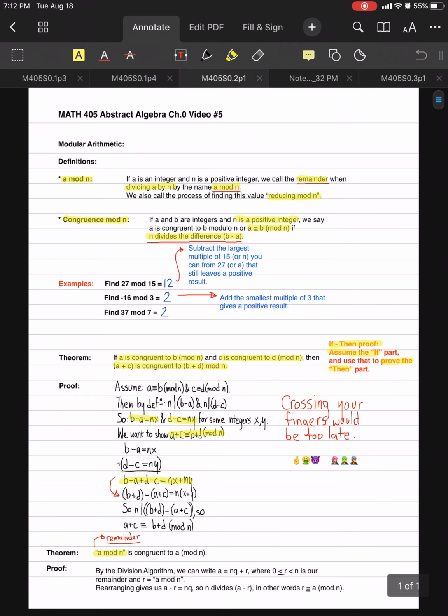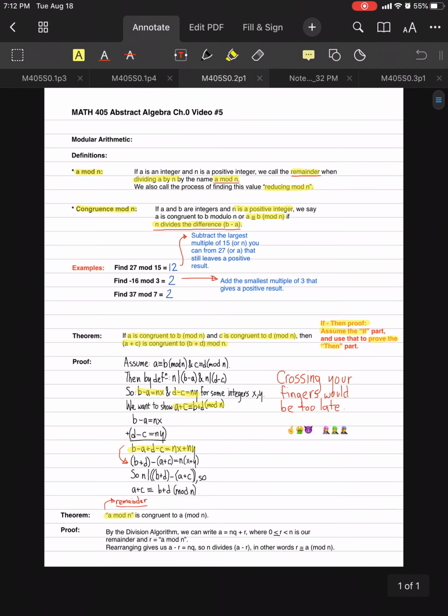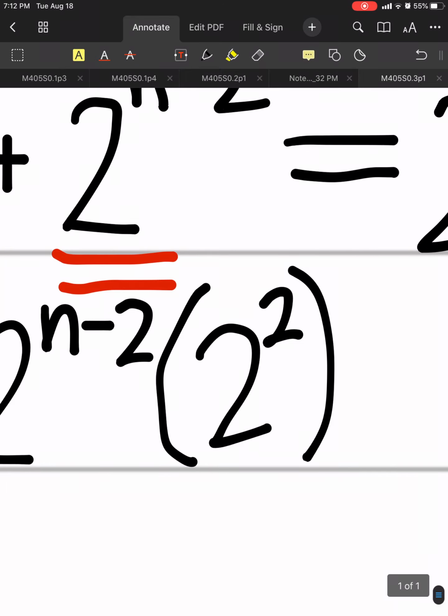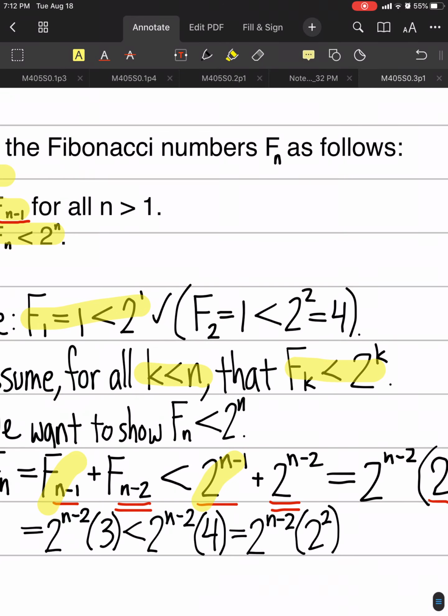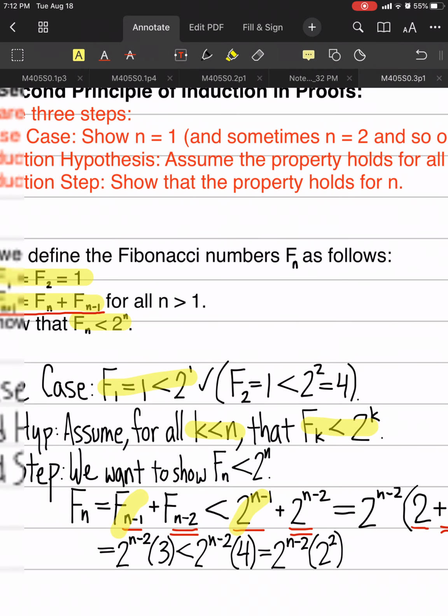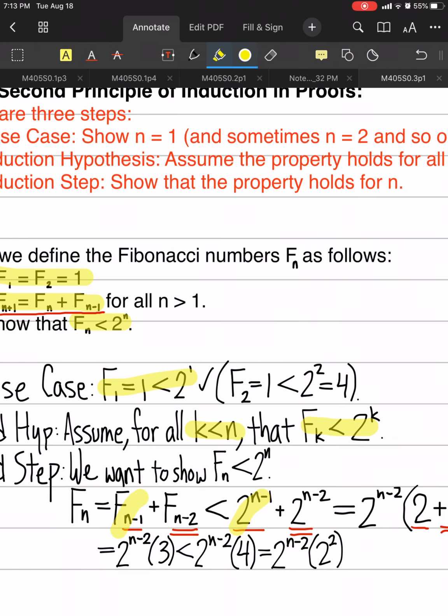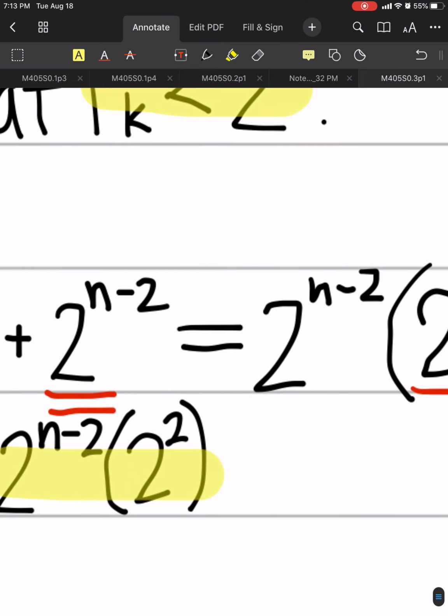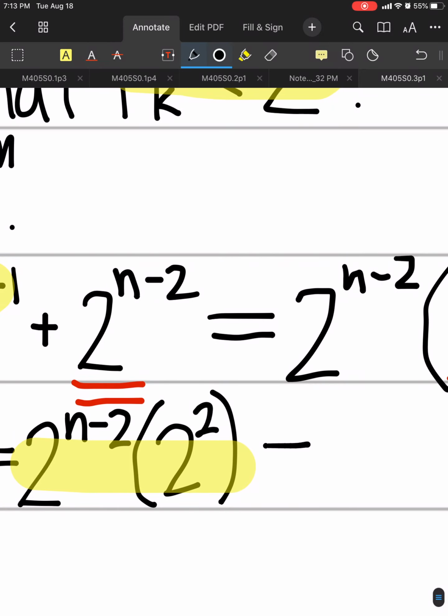Let me zoom out. Oh, it zoomed out for me. Whoa, that's not what I wanted to do. Okay, sorry about that. So here you'll see we have 2 to the n minus 2 times 3. 3 is less than 4, so that next step works. The next step says 2 to the n minus 2 times 2 squared, which is just 4. Now, if we multiply a power times a power, we add the powers.